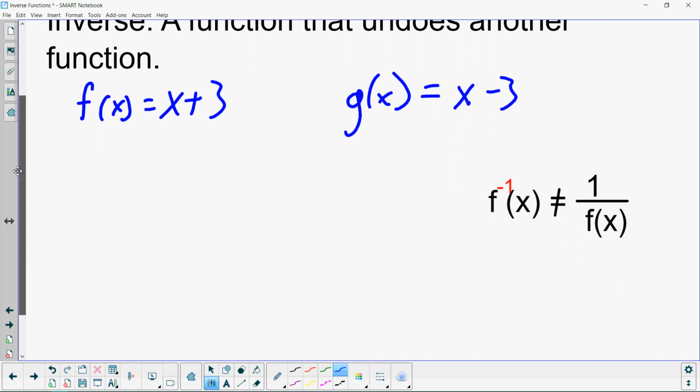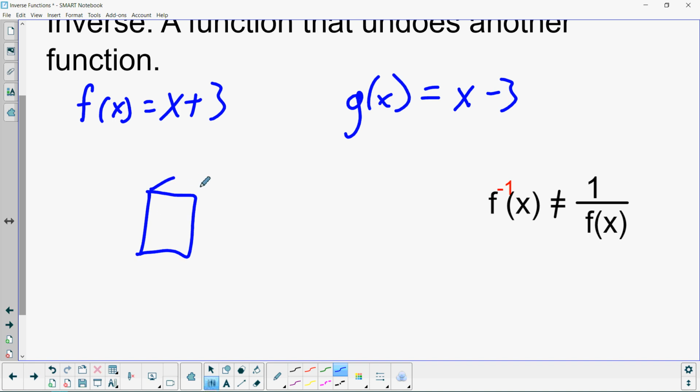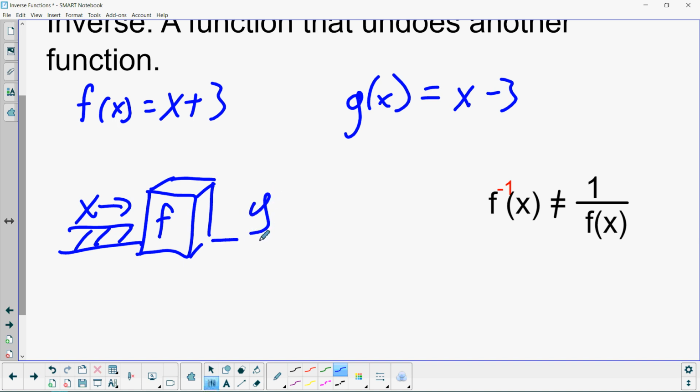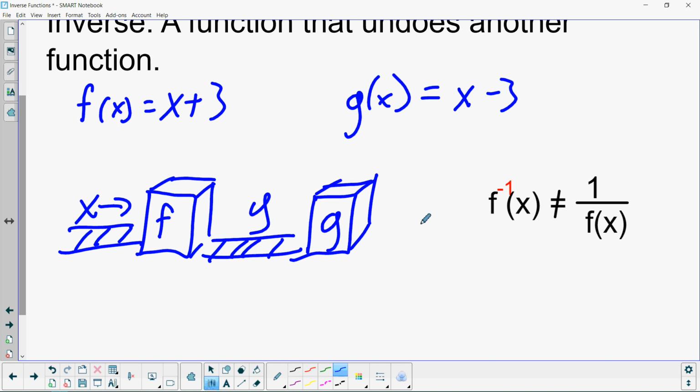If we think back to our analogy of a function machine, here's f, and we're going to give it an input. It goes in there, and then we get an output. Let's call it y. So I feed x into f, I get y. Then if I run y back through the inverse, g, it's going to take this y and turn it back into x. It's going to undo what the f function just did. So we're just talking about a function, and the other function that goes with it that will undo that function.